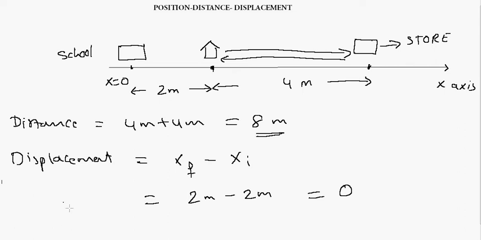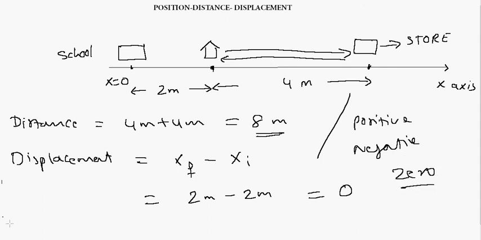Now displacement either can be positive or negative or 0, whereas distance is always positive.